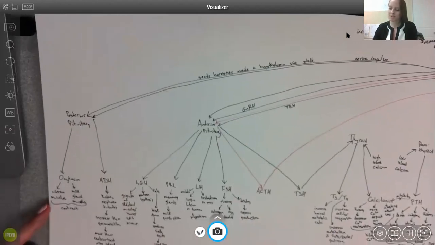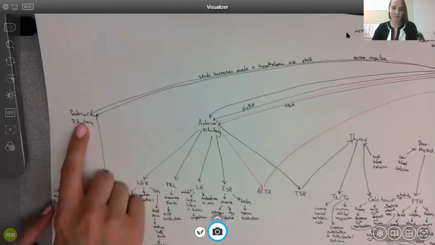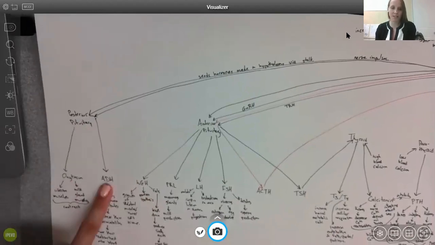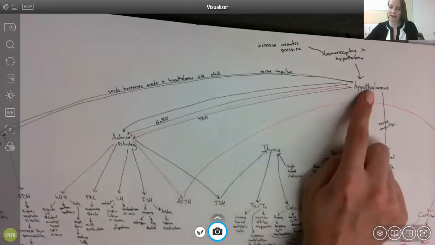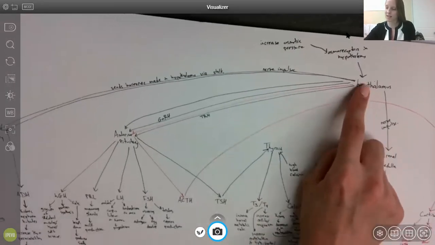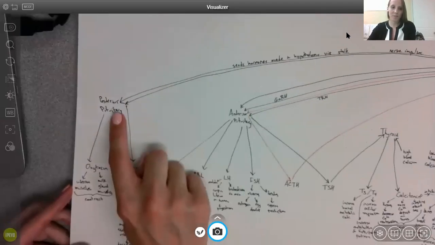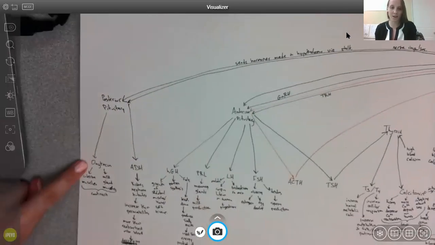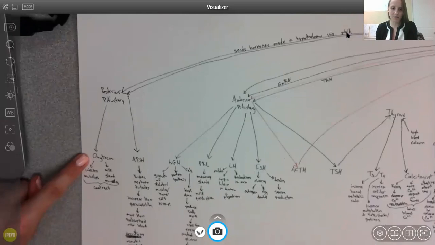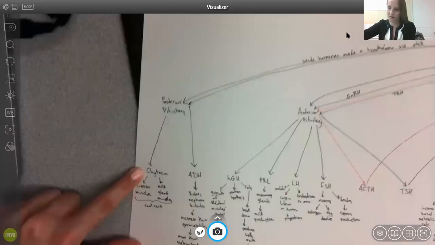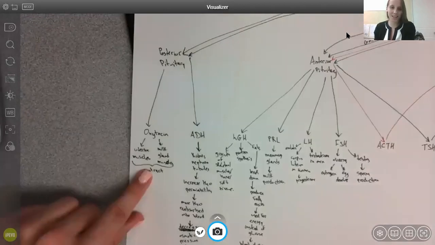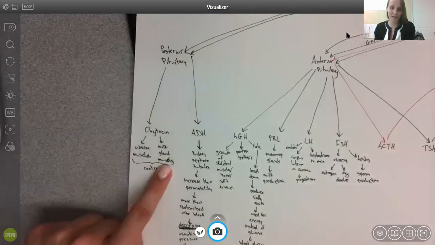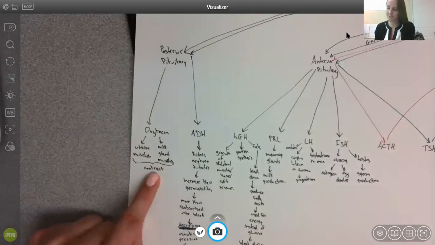So the posterior pituitary makes oxytocin and ADH. If we're talking about oxytocin, the hypothalamus is going to send a signal to the posterior pituitary to release oxytocin. Oxytocin then, and I realize this is probably very difficult to see, causes the uterine muscles and the milk gland muscles to contract.